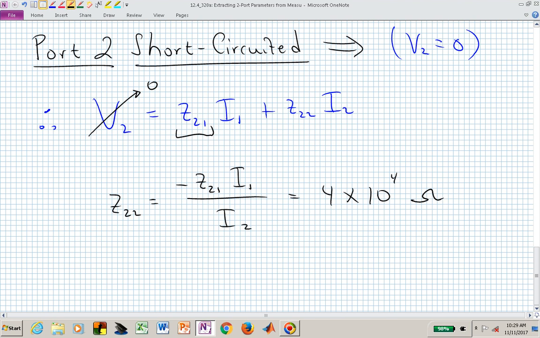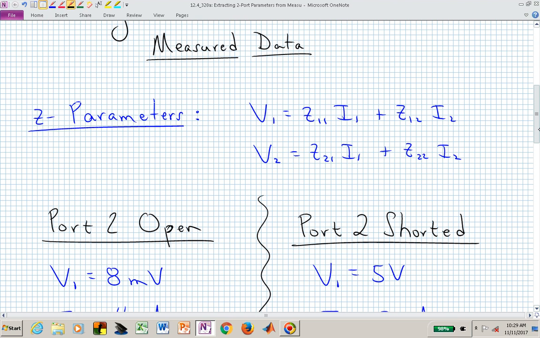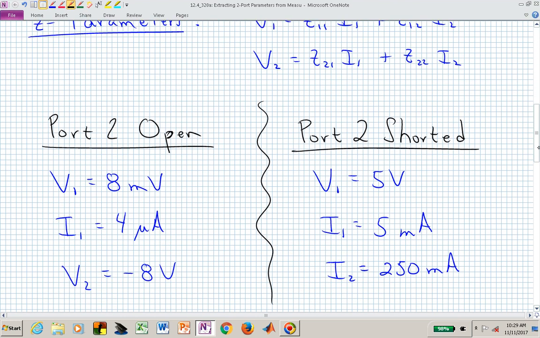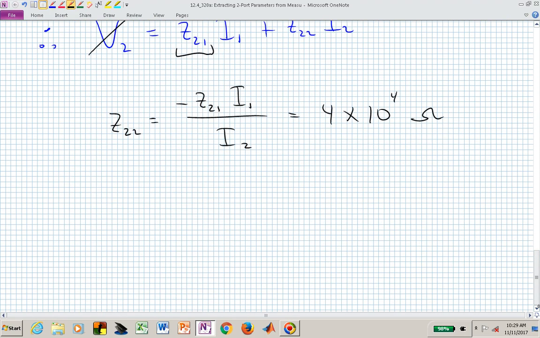We only have one more parameter to find, and to find all of these parameters we just collect a couple of data sets under 2 different test scenarios, with port 2 open and with port 2 shorted. The last one that we need then is the Z12, and that's sitting inside this V1 equation.